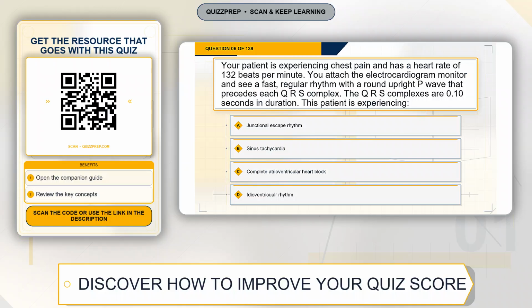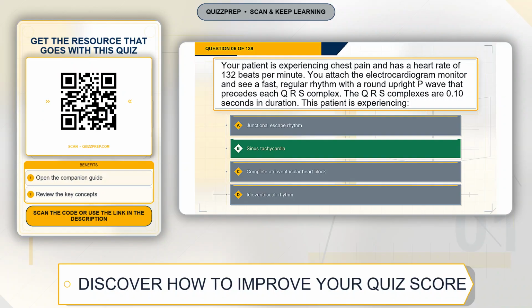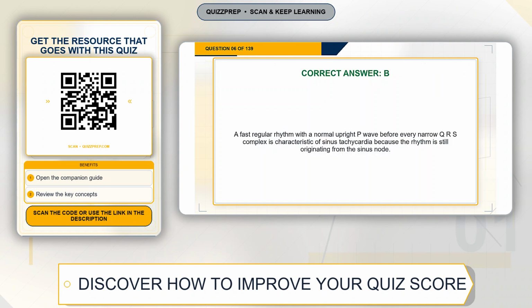Question 6. Your patient is experiencing chest pain and has a heart rate of 132 beats per minute. You attach the electrocardiogram monitor and see a fast, regular rhythm with a round upright P wave that precedes each QRS complex. The QRS complexes are 0.1 seconds in duration. This patient is experiencing Option A, junctional escape rhythm. Option B, sinus tachycardia. Option C, complete atrioventricular heart block. Option D, idioventricular rhythm. The correct answer is option B, sinus tachycardia. Explanation. A fast regular rhythm with a normal upright P wave before every narrow QRS complex is characteristic of sinus tachycardia because the rhythm is still originating from the sinus node.